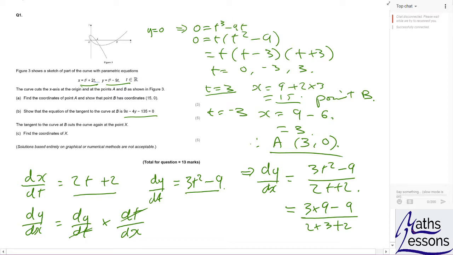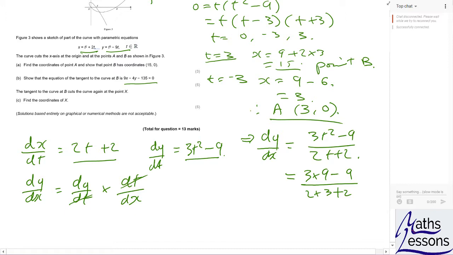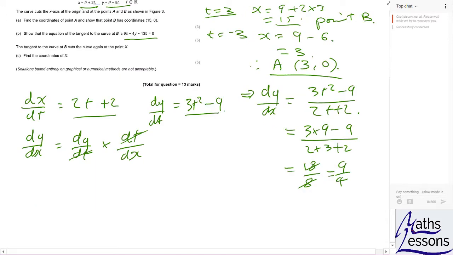So that will give us what? 27 minus 9 is 18 over 8, which is going to cancel down to 9 over 4. So we've got our gradient. So we know that we always use y minus y1 equals m(x minus x1).